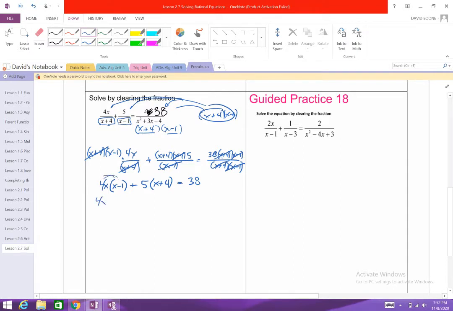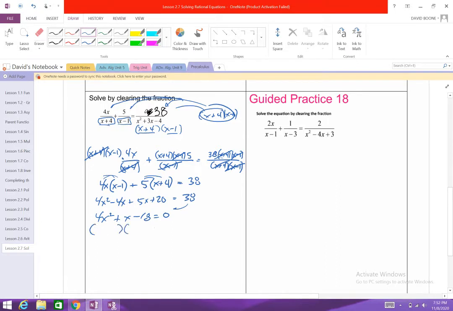Well, I'll just do a little distribution. This will be 4x squared minus 4x. Distribute the 5 here, so plus 5x plus 20 equals 38. I do see that this is a quadratic, so I'm probably going to want to get this 38 over on that other side. So I'll subtract that off, combine some like terms here, and I'll get 4x squared plus x. And if I subtract that 38 there, I should get minus 18 equals 0.